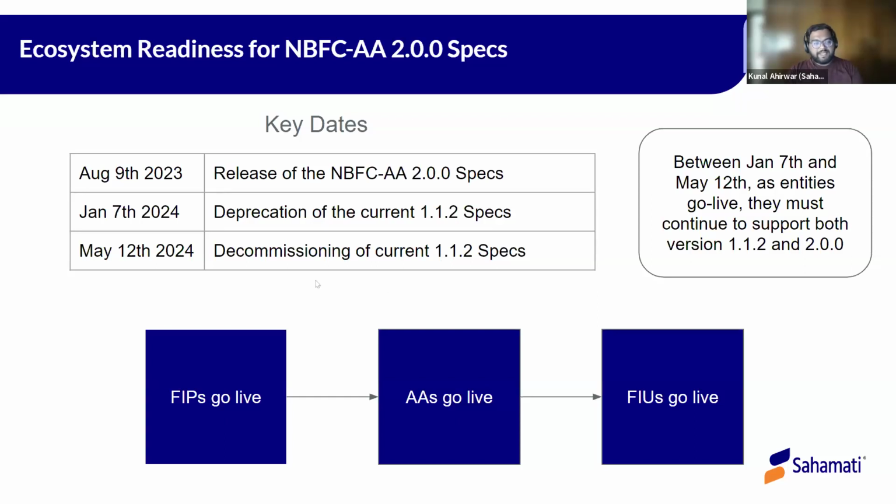So between Jan 7th and May 12th, as entities start to go live on the 2.0 specs, they are also expected to support the existing 1.1.2 specs up until the cutover date of May 12th. As ReBIT has already notified, the first step is for the FIPs to go live, then the AAs go live, and in the end, the FIUs are expected to go live on 2.0.